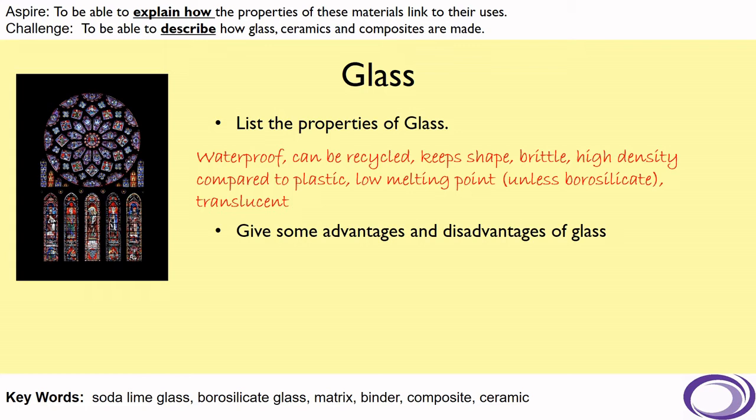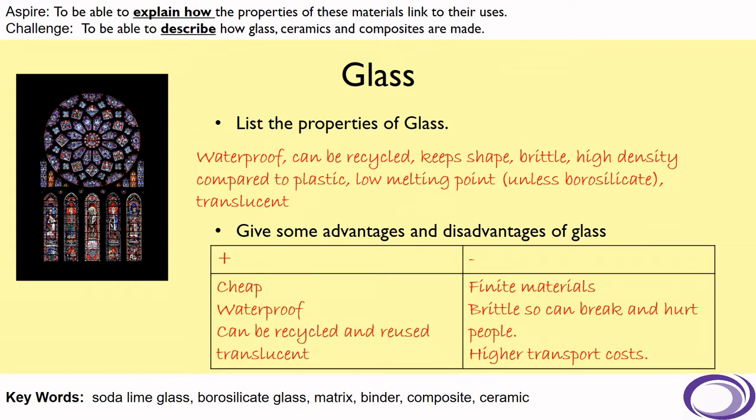So if we start to look at some advantages and disadvantages, as well as being translucent, it's pretty cheap, but the disadvantage is you are using finite materials. Now, sand is a finite material, we just have a very plentiful supply. So if you're comparing this to crude oil, which is the raw material for plastic, they're both finite materials, but we've got a bigger supply of sand. Glass is waterproof and it can be recycled and reused. It's easily cleaned.